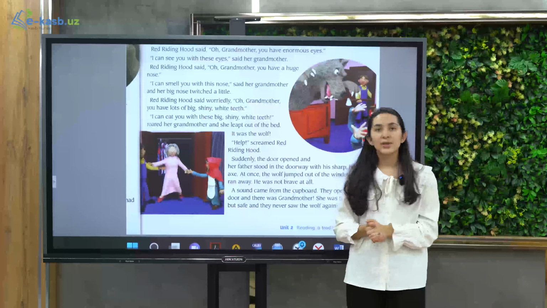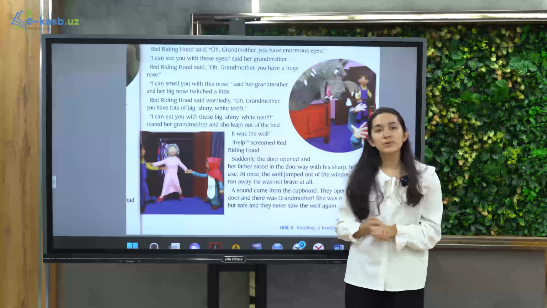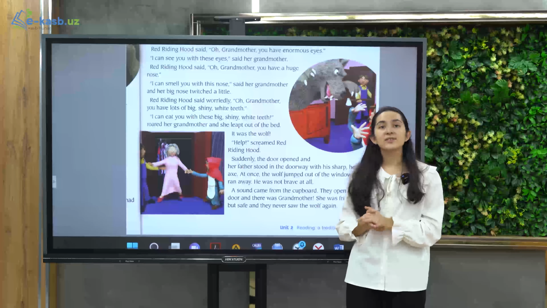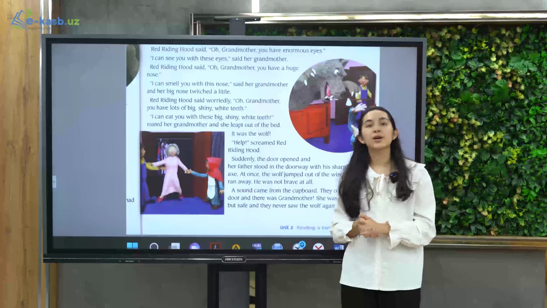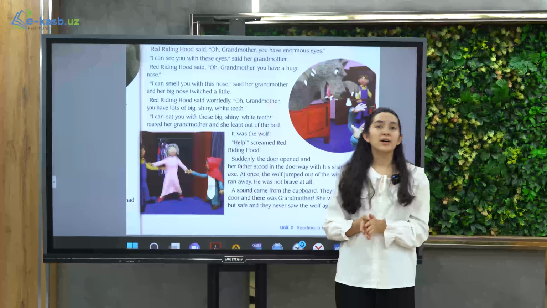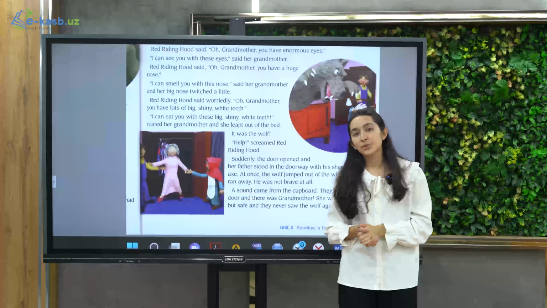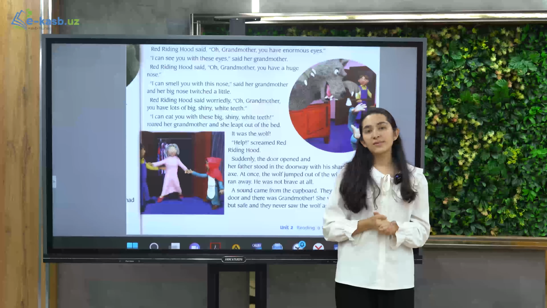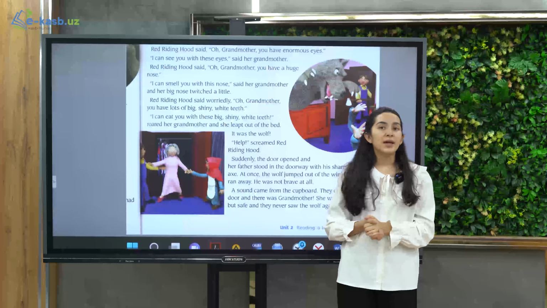So we have finished reading the text together with intonation. You see, if you read with intonation, with screaming or crying, or in other ways, it makes you feel the text and it makes you understand the text more.